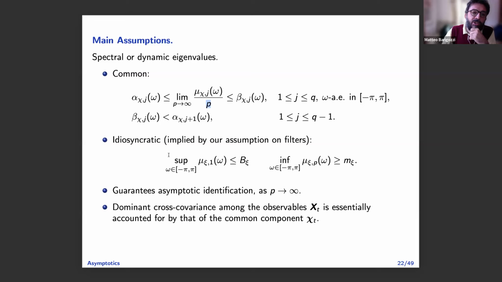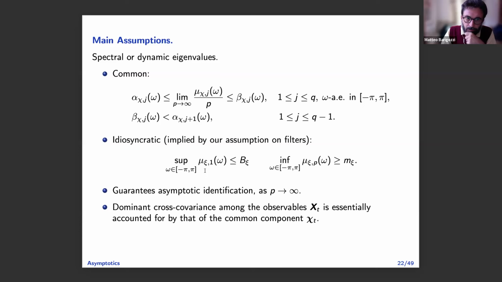And then the other one is that the idiosyncratic component has the largest eigenvalue of the spectral density uniformly bounded over all the frequencies, okay? And actually also from below, the smallest one is far away from 0, okay? Now, because of these two assumptions, there is clearly a gap between the two eigenvalues that increases as P increases, and this is what allows asymptotic identification of the model as P goes to infinity. Essentially, the dominant cross covariances among the observables are those in the common component. This doesn't mean that the others are not important, but they have a different role, okay?